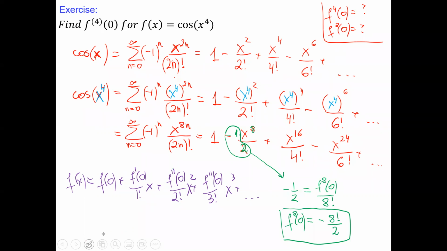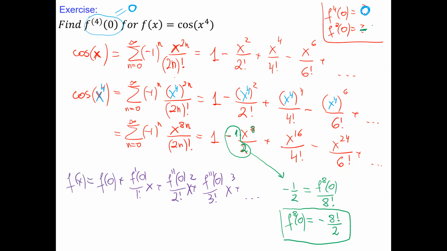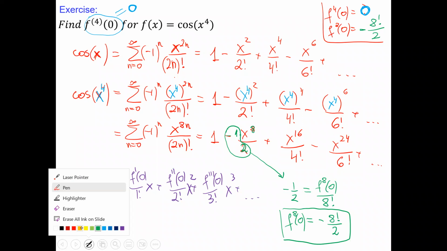Now if we would like to find out, the question is asking for the 4th derivative. We do not have x to the power of 4, so we know that this will be 0. And this one is negative 8 factorial over 2. Okay, and just in case, let's maybe do one more.